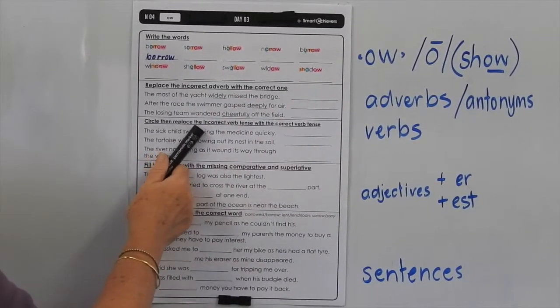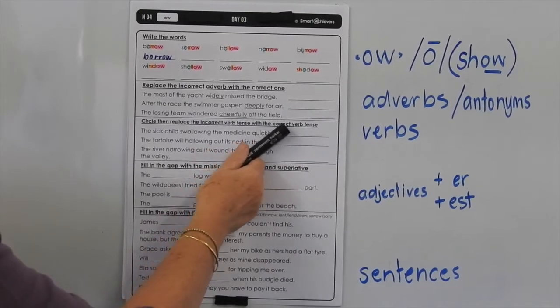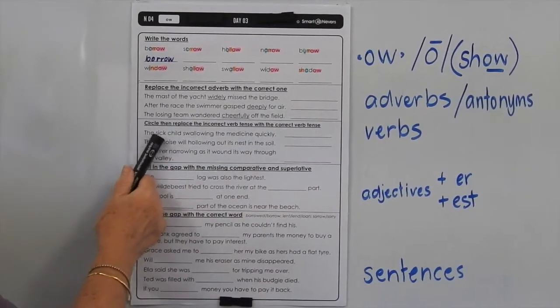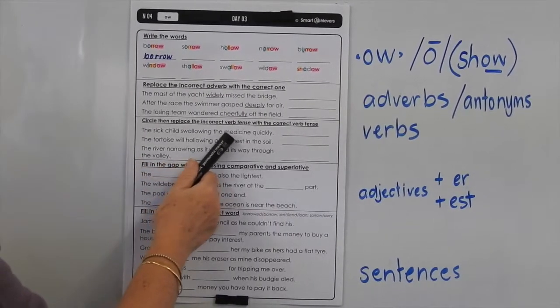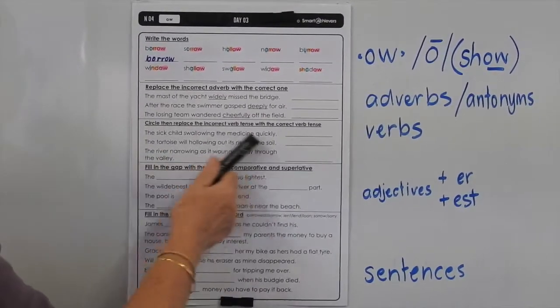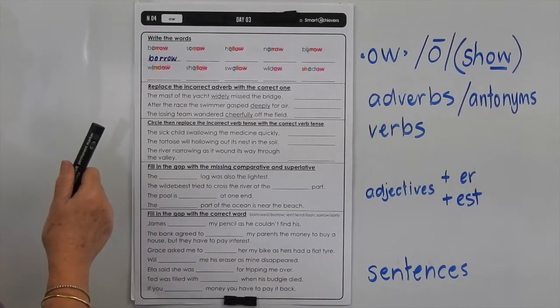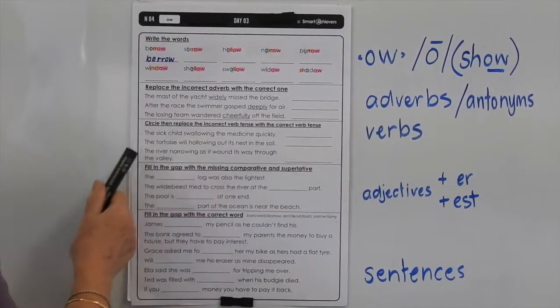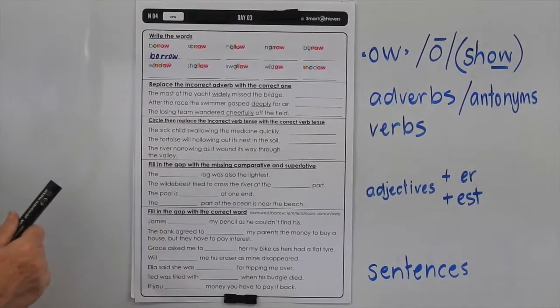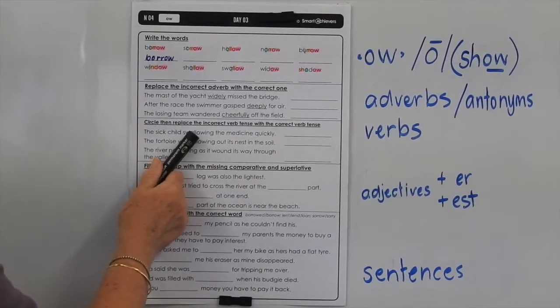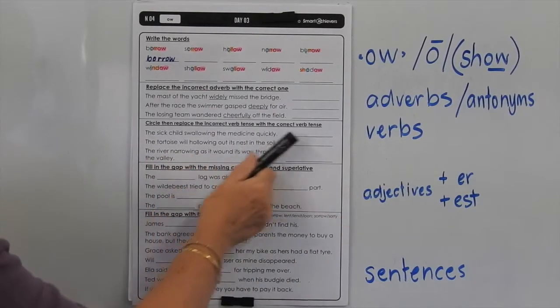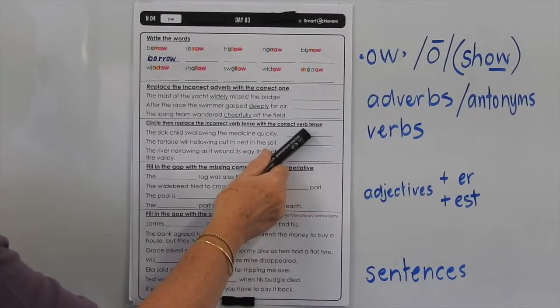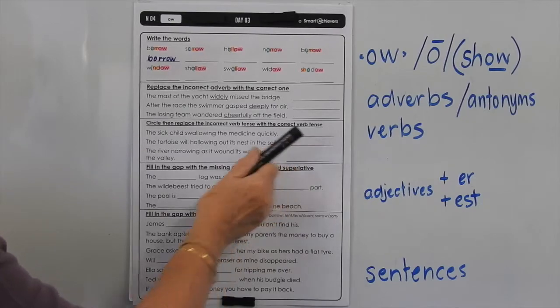Circle, then replace the incorrect verb tense with the correct verb tense. So work out which word is incorrect. The sick child swallowing the medicine quickly. What's the verb in the sentence? Is it in the right tense? Swallowing sounds wrong to me. It is the verb. So you have to change the tense, change the ending of that word so it makes sense within that sentence, and write the correct verb with the correct ending on that line at the end of each sentence.